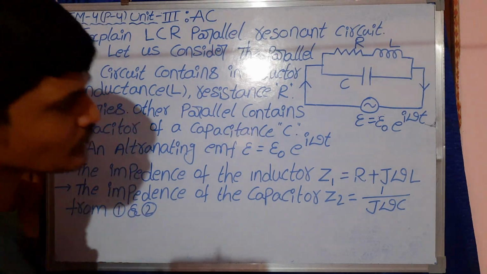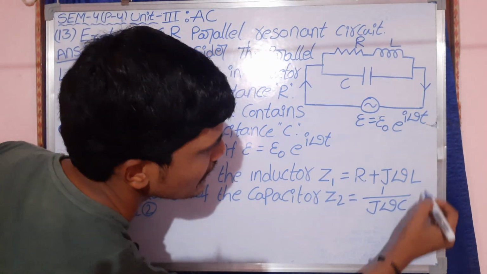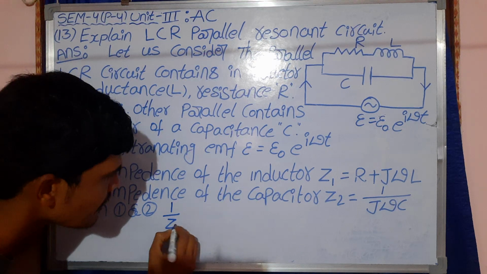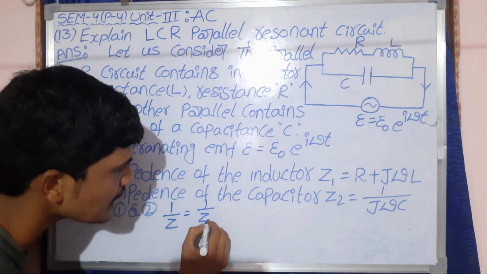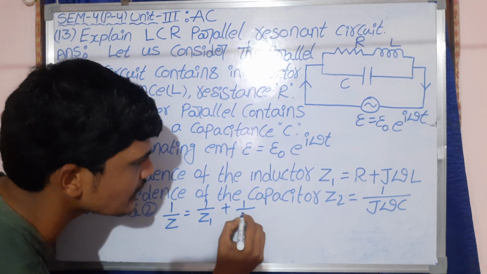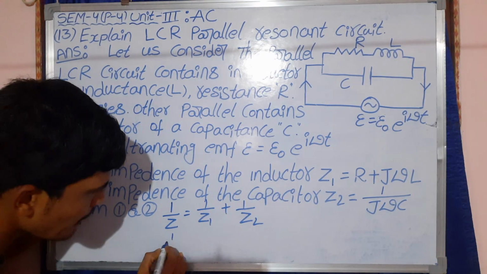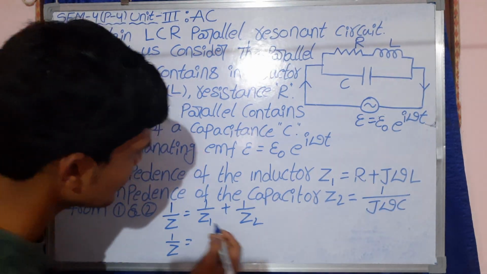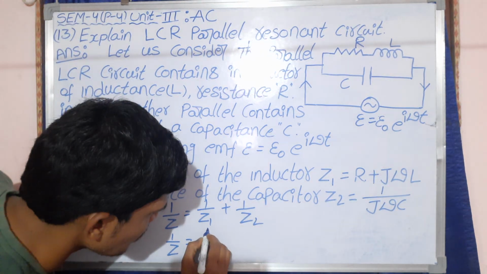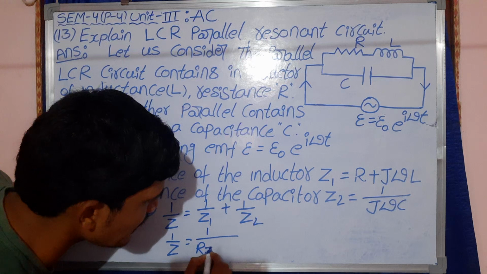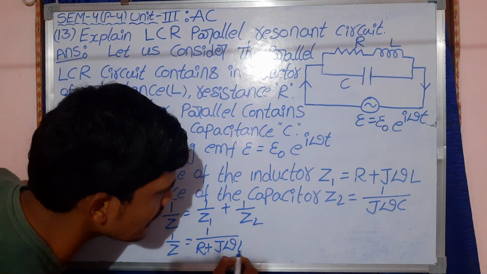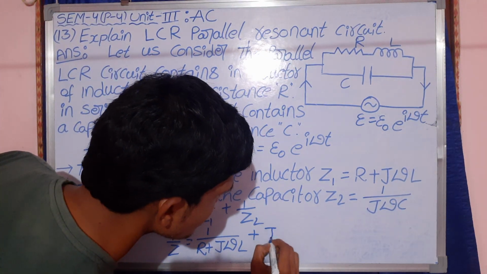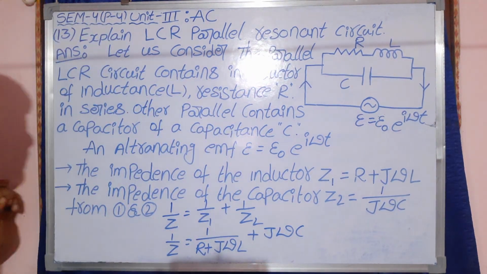From equation 1 and equation 2, 1 by Z equals 1 by Z1 plus 1 by Z2. Z1 means R plus j omega L, so 1 by Z1 is 1 by R plus j omega L, and 1 by Z2 is j omega C.